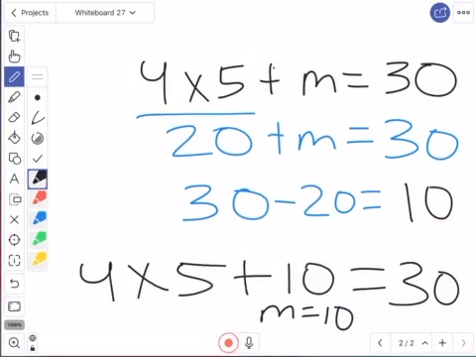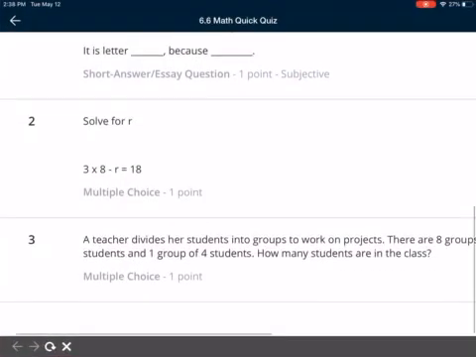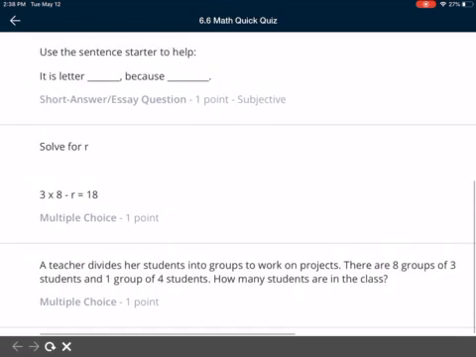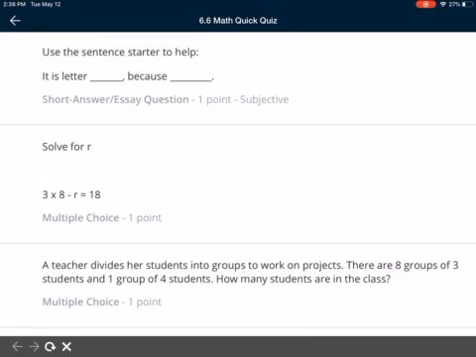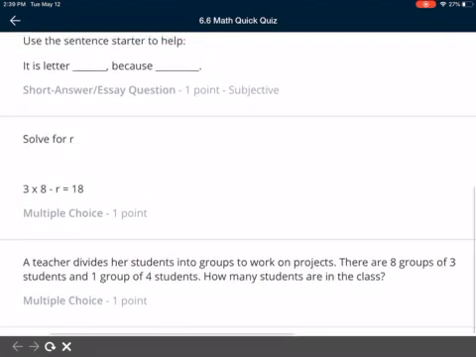Okay, and then for my last one, it's another multi-step problem. A teacher divides her students into groups to work on projects. There are 8 groups of 3 students and 1 group of 4 students. How many students are in the class? So I'm going to first think, okay, what's my last step question? Well, my last step question is how many students are in the class?